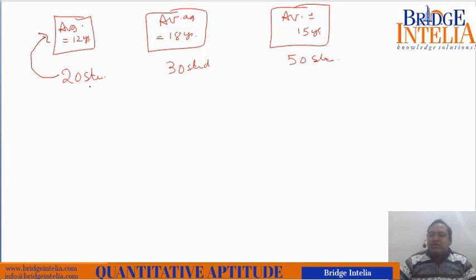So let's apply the concept of weighted average here. We have to find the average age of the entire group. Before doing that, let's take the simplified ratio.